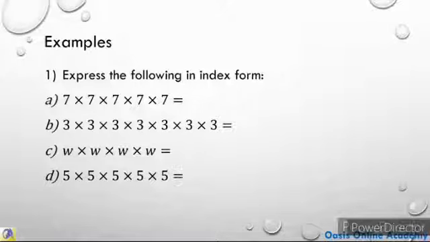I encourage you to pause the video, do the exercises, and then verify whether your answers are correct. Here are the answers that we have for this question. The first case is 7 to the power 5. Then we have 3 to the power 7, w to the power 4, and 5 to the power 5.